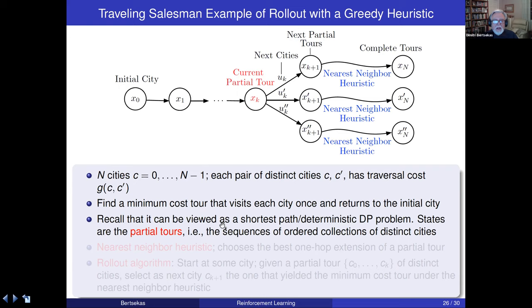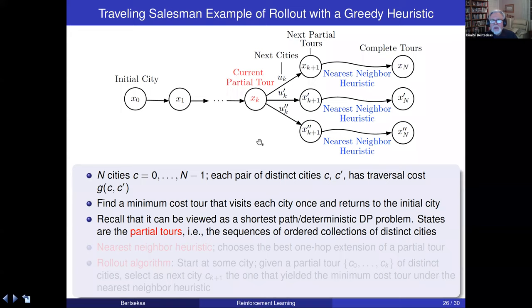So we have seen the optimal solution, the nature of the optimal solution of this problem. It involves an exponential number of states, exponential in the number of cities. So it is impossible to solve the problem exactly for a substantial number of cities. However, rollout is a good choice.